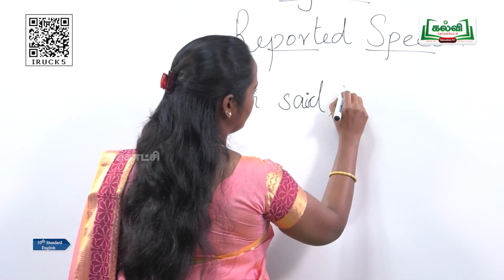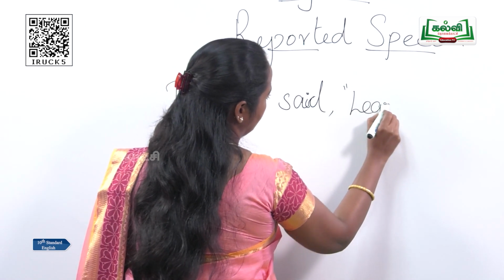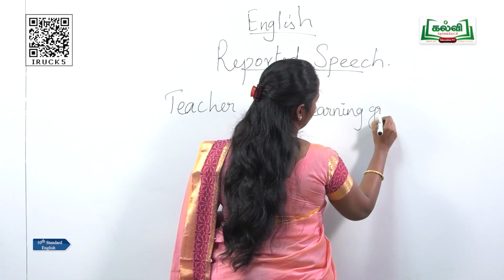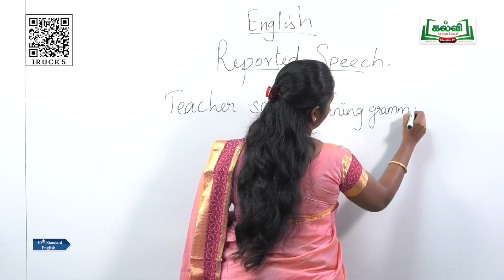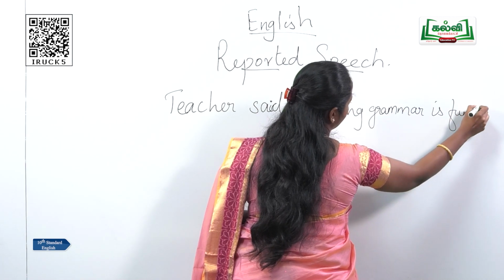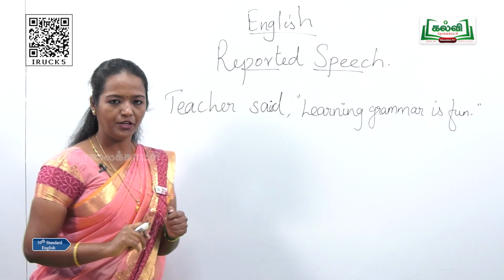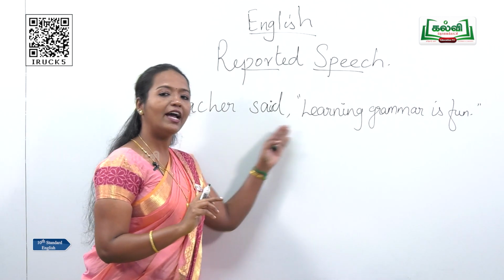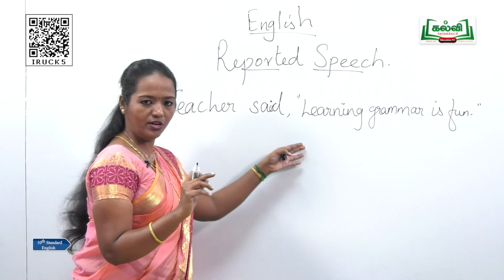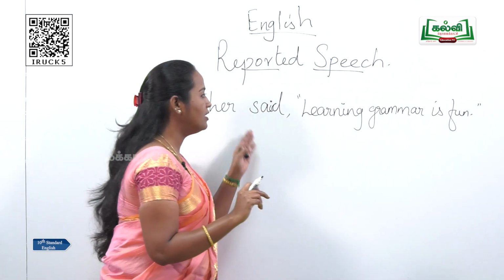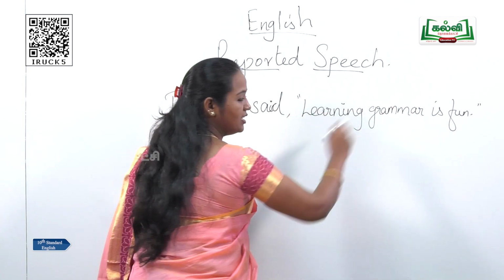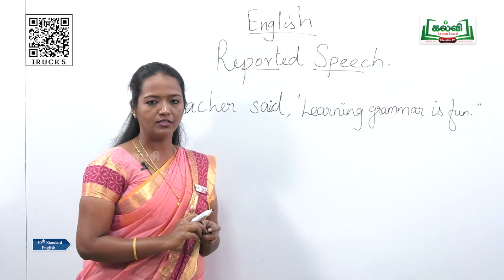Teacher said, learning grammar is fun, right? So this is what I told. So when you use the exact words of the speaker, this is how you will have to write. So this is known as direct speech. Here, when we are using the exact words of the speaker, we write it within inverted commas, right?